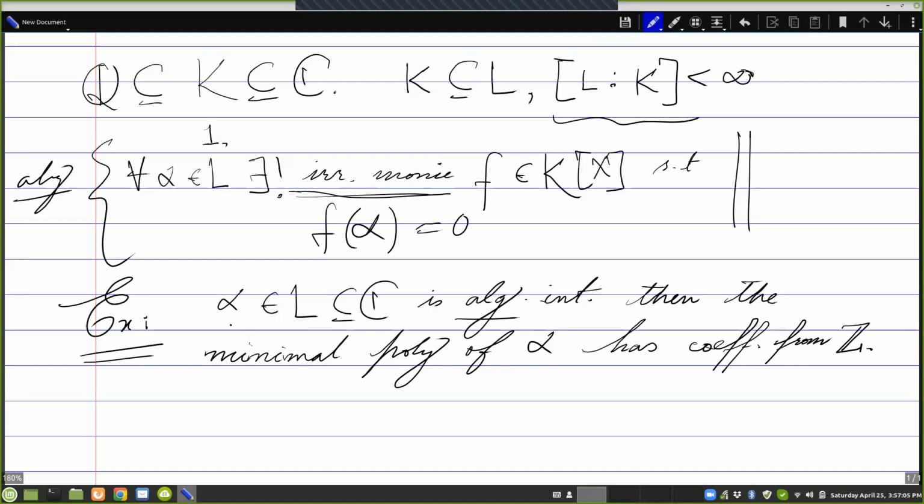Since in this exercise alpha is an algebraic integer, it's an algebraic number, that is, it's algebraic over Q. So we are allowed to talk about the minimal polynomial of alpha over Q. This exercise asks you to prove that the minimal polynomial has all coefficients from Z. The reason for leaving it as an exercise is that this is just a straightforward application of something called Gauss's lemma.